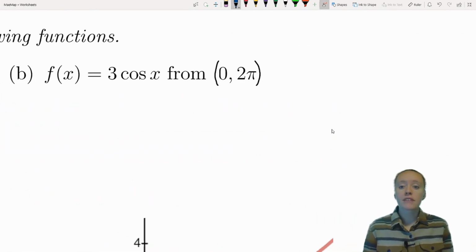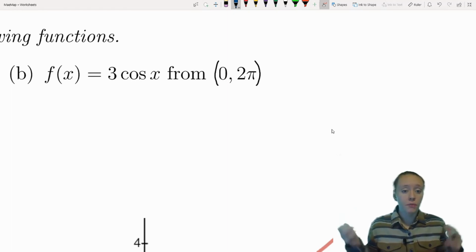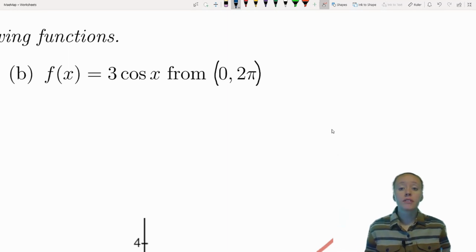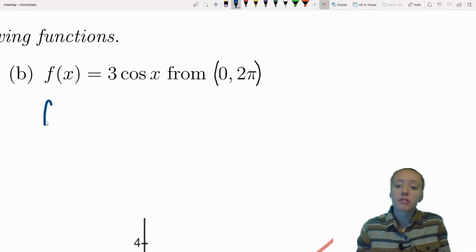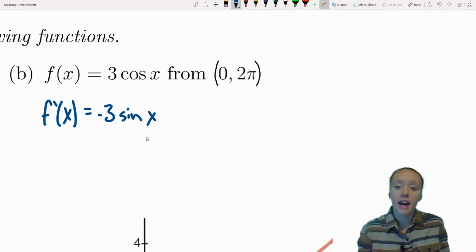So for part b, I have that f of x equals 3 cosine of x, and my interval is from 0 to 2 pi. So finding those critical points when the derivative equals 0, or that derivative is undefined, as long as x is in that domain. So taking my derivative, f prime of x, I'm going to have 3 times the derivative of cosine of x, which is negative sine of x. So this is going to be negative 3 sine of x.